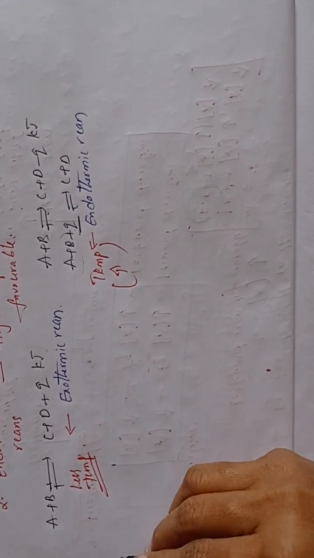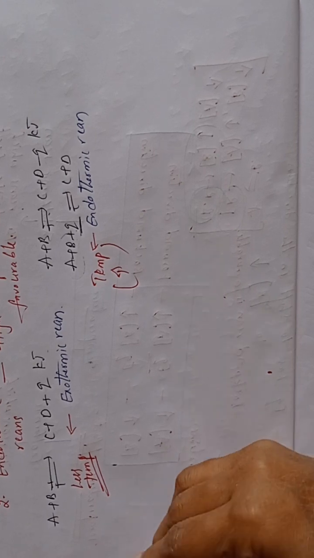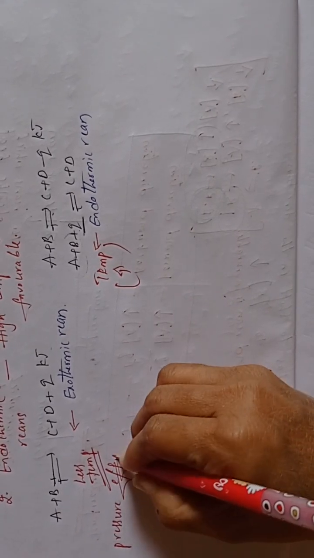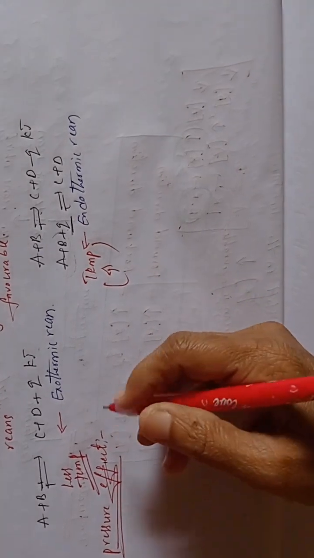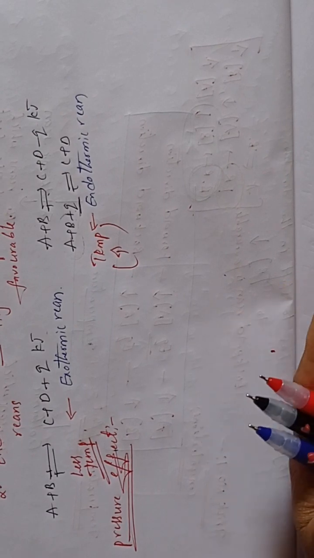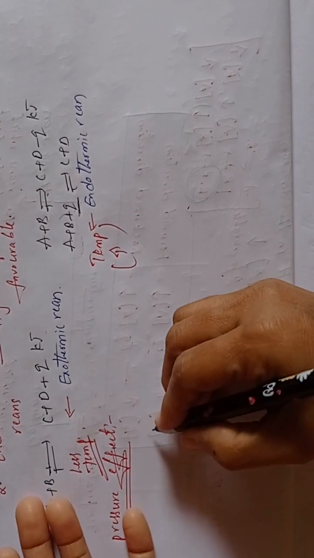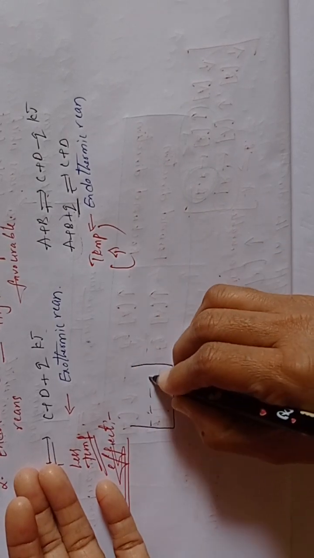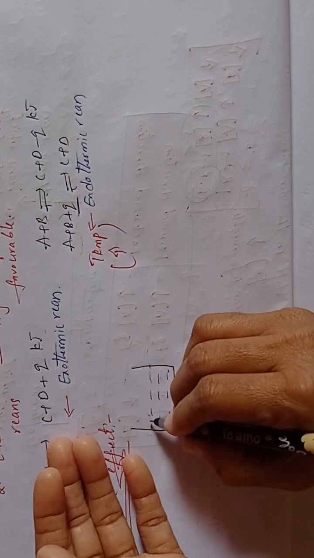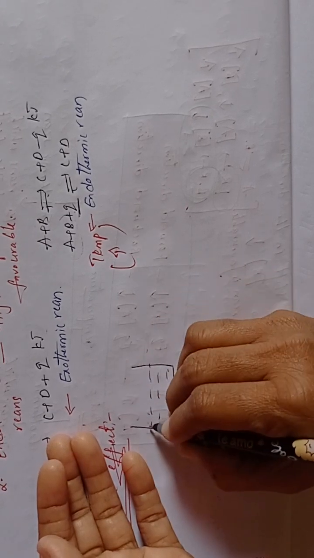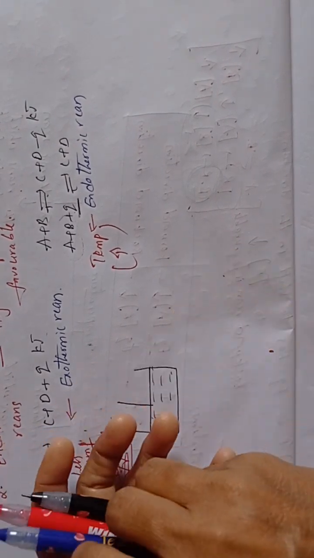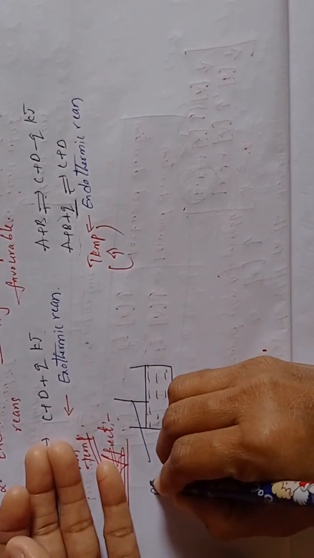Now the next one, the third one. Temperature effect completed. Now pressure effect. Third one, pressure effect. See here, what is the pressure effect? So in case of pressure effect, students, now see here, I am taking one vessel. This is the gaseous mixture. Here I am taking one piston. This is the piston. Clear?